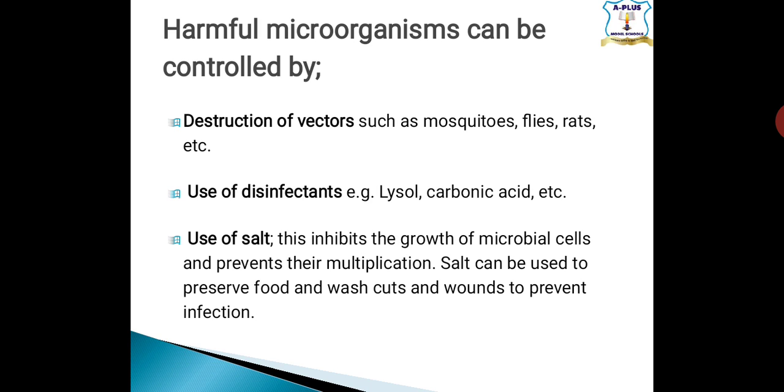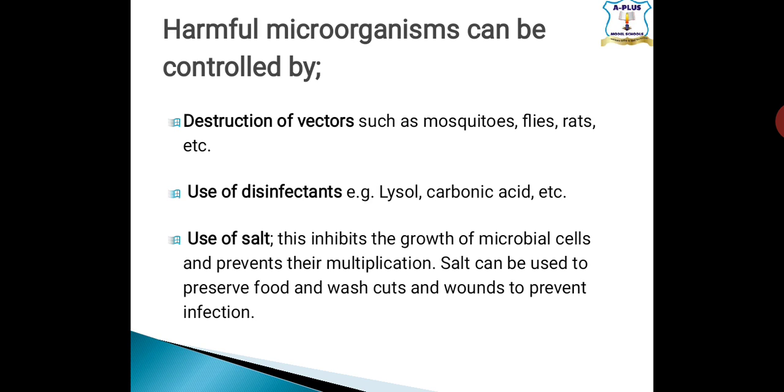Another one is destruction of vectors, such as mosquitoes, flies, rats, etc. If you notice that you have an abundance of mosquitoes in your environment, go and check that environment. It has a place that is breeding the mosquitoes, either a waterlogged area or a bushy area. This helps mosquitoes to grow and reproduce very well.